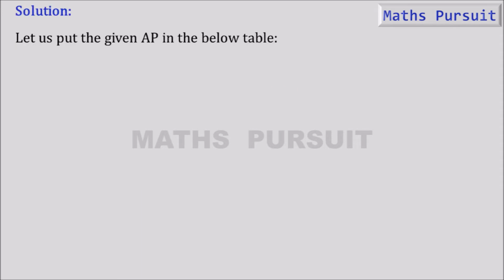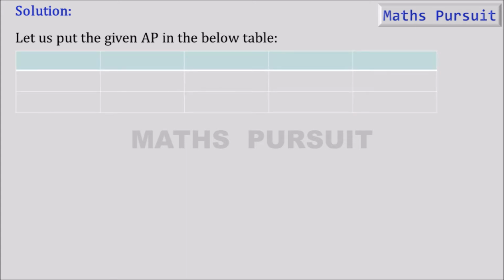Solution. Let us put the given AP in the below table. As usual, I am just creating a table and putting the number sequence so that it would be easy while working with the numbers and without confusing among the numbers. For that reason I have created a 5-column table with 3 rows and putting first term to first cell, second term to second cell, third term to third cell, fourth term to fourth cell and nth term to last cell.